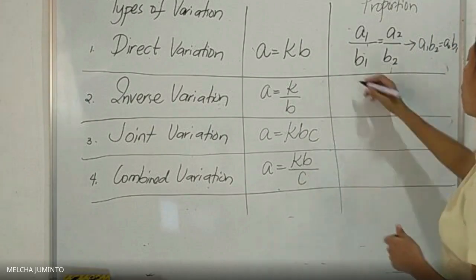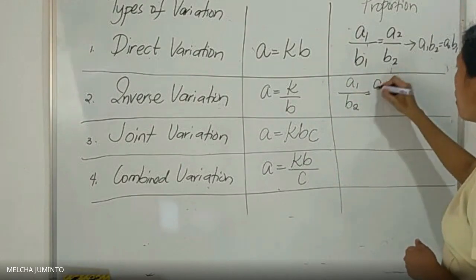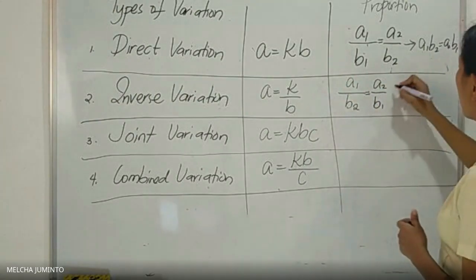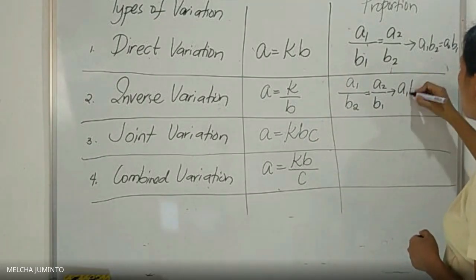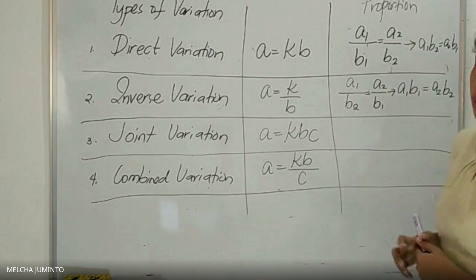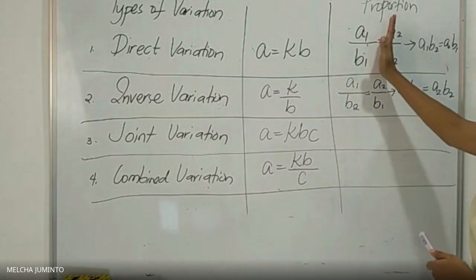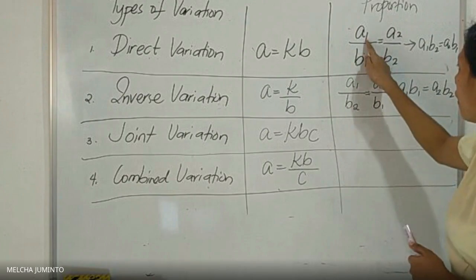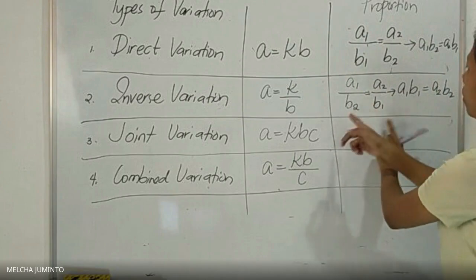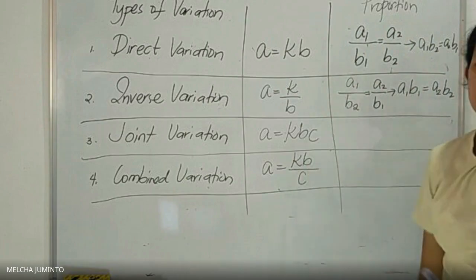For the inverse, we have a sub 1 over b sub 2 equals a sub 2 over b sub 1. When you cross multiply it, you will get a sub 1 times b sub 1 equals a sub 2 times b sub 2. Okay? Simply interchange. In the direct variation, in the left side, all 1. Right side, all 2. In inverse, you will interchange the denominator. B sub 1 will now be on the right side, B sub 2 on the left side.